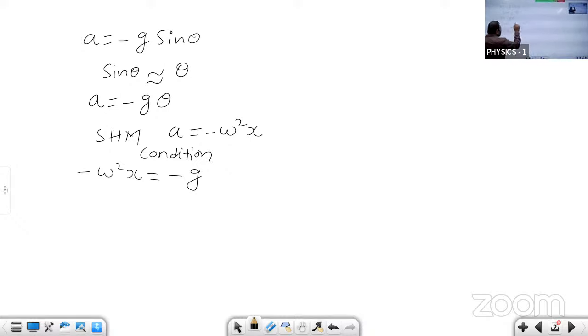Theta is nothing but angle equals arc per length. Minus cancels, x cancels. Omega square equals g by L.